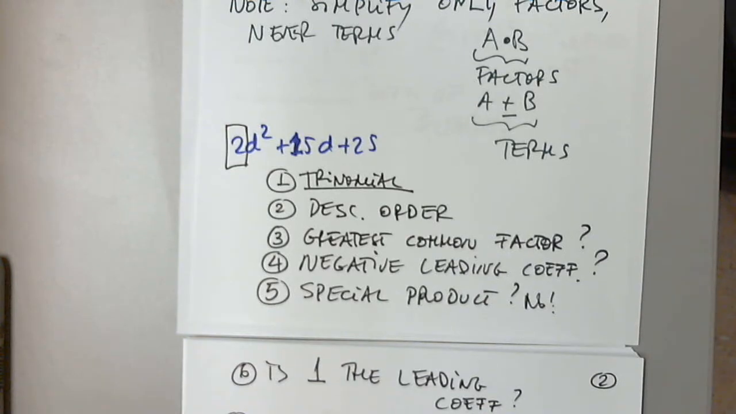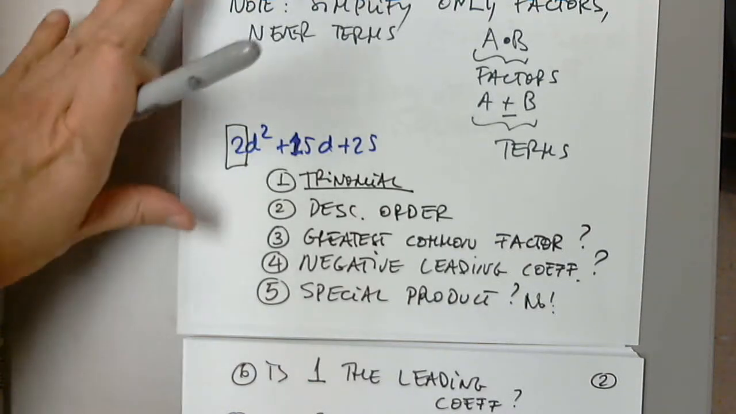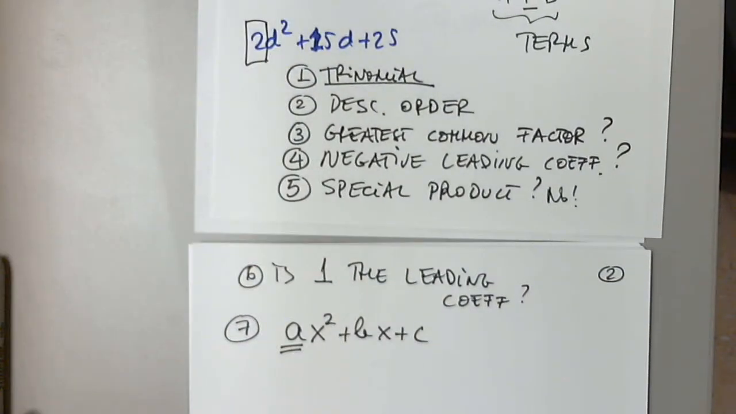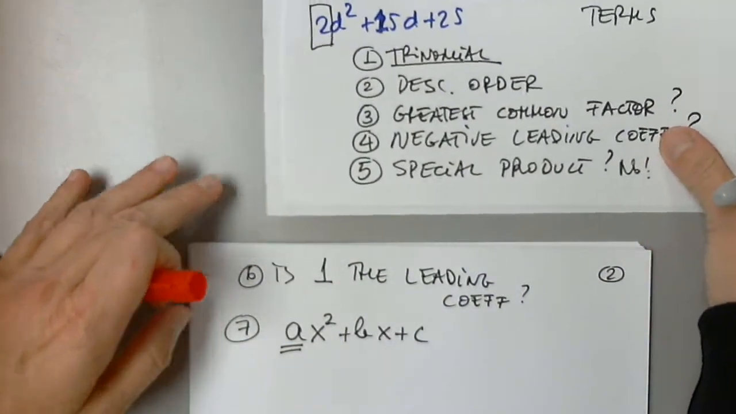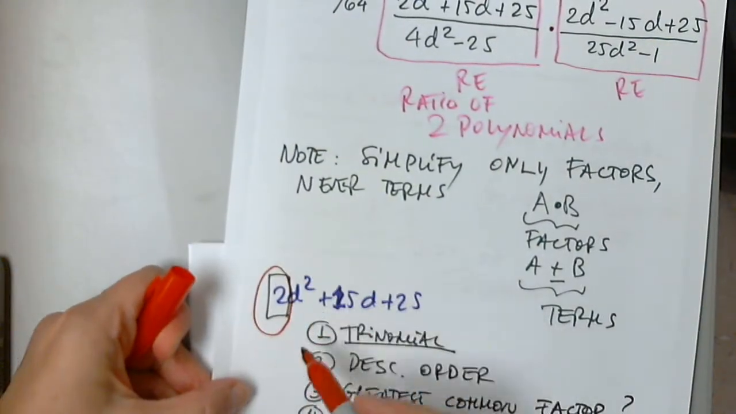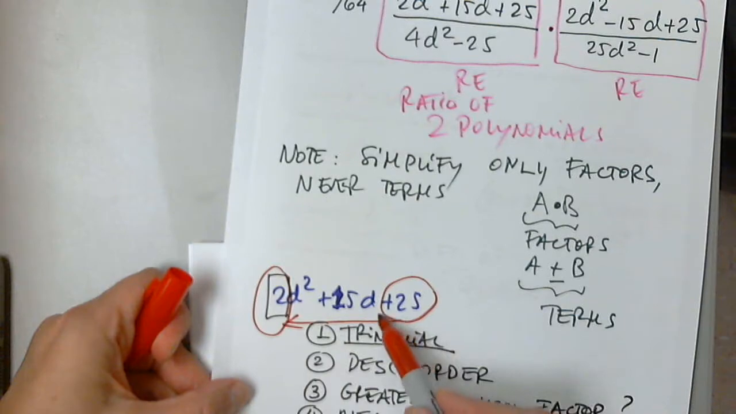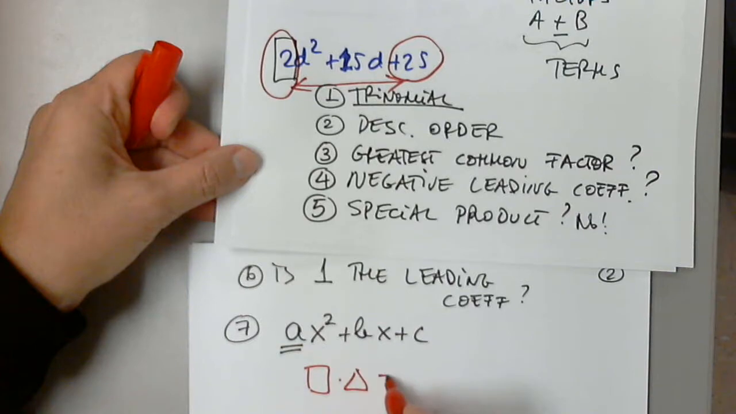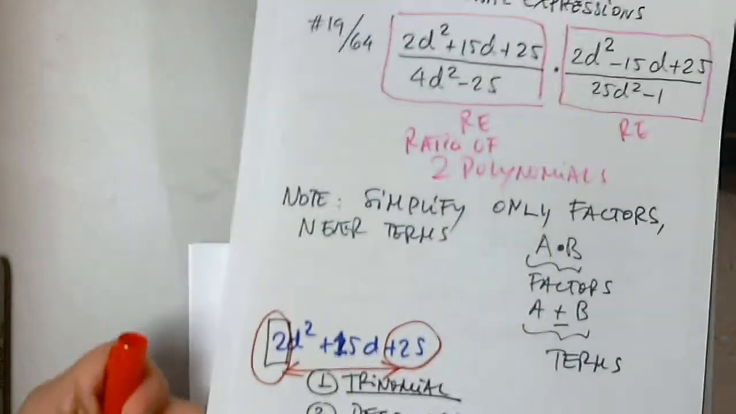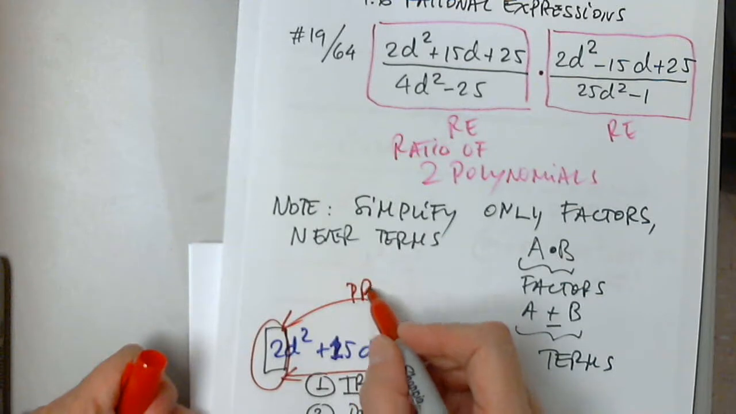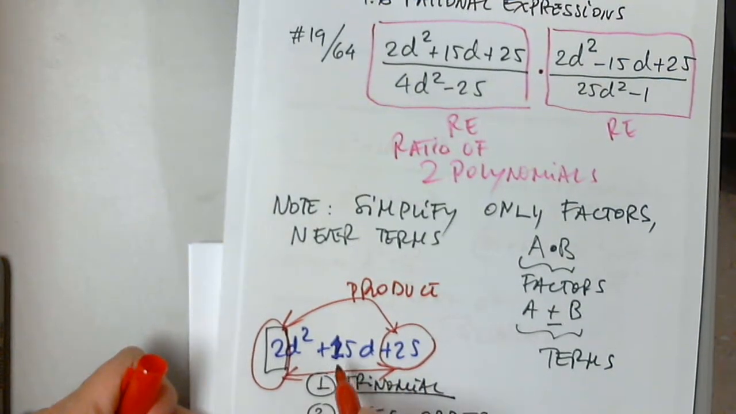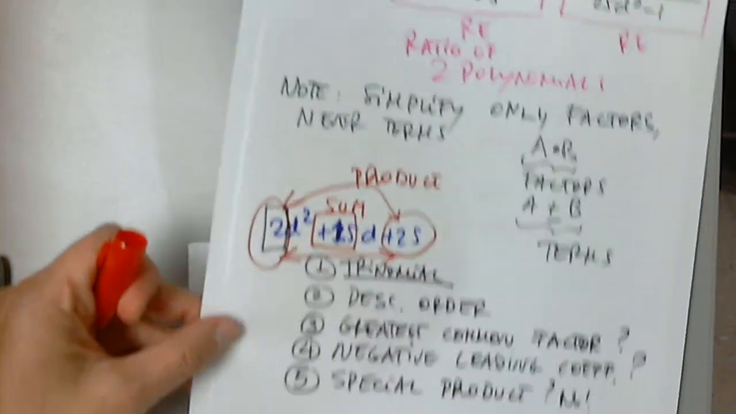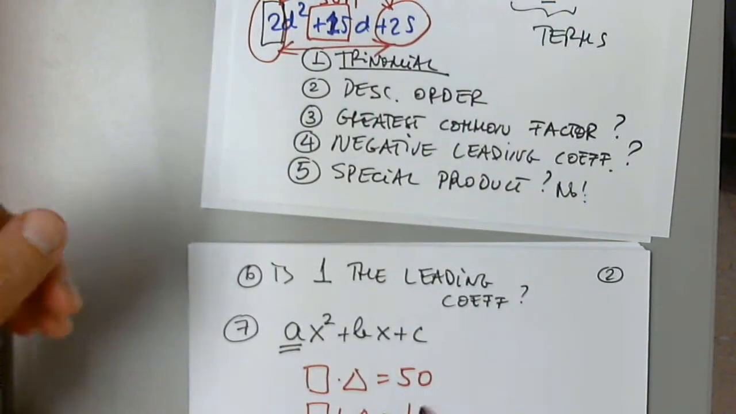Final question. I got to this step where the leading coefficient is not 1. And the method I teach here, it's up to you, you don't have to use this method, is to multiply the leading coefficient by the last term, so 2 times 25. I'm looking for two numbers whose product is 50. This is the product, and whose sum is 15. So same two numbers, the sum is 15.